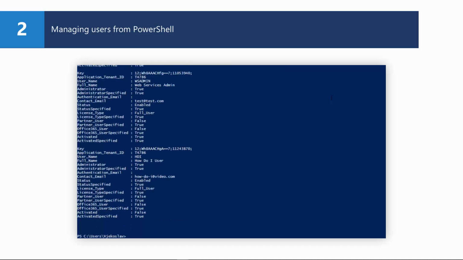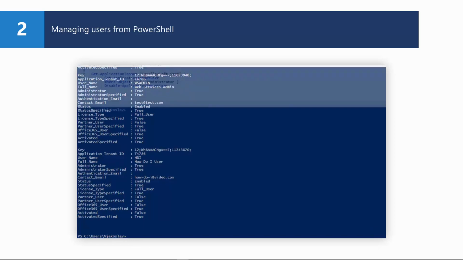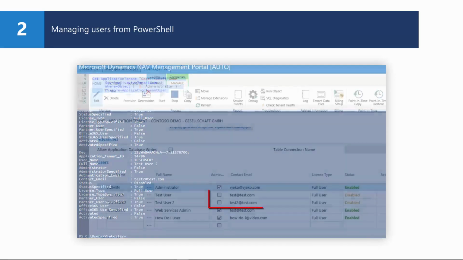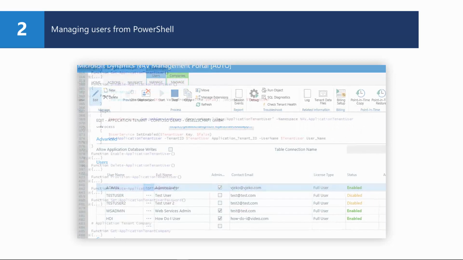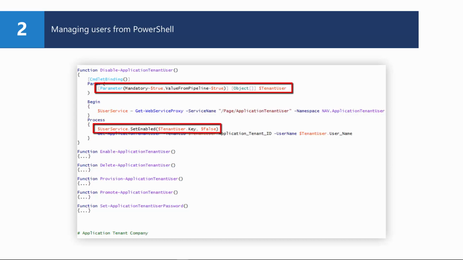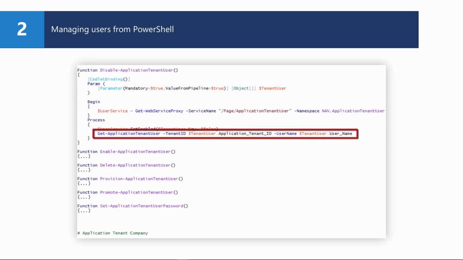This commandlet returns the retrieved user objects to the pipeline, and I can use them to process them further. For example, I can disable all non-administrative users in a tenant at once. This is the disable commandlet. Again, very simple, but very much PowerShell. It receives the users from the pipeline and for each user calls the setEnabledSoap method and then reads the updated application tenant user and writes it to the pipeline.